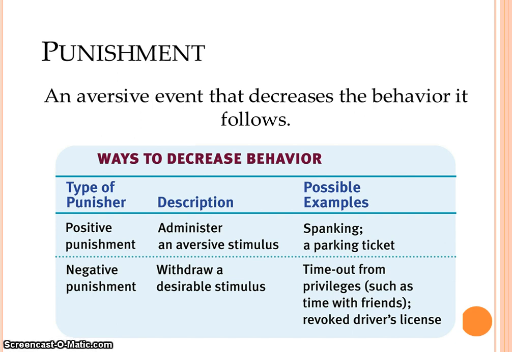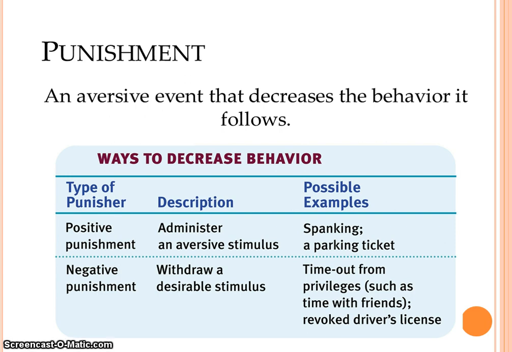Think back to the math signs. Positive punishment is you're adding something. You are giving a spanking to a child that talks back. You are giving a parking ticket for speeding. Those two things are punishments, but they're positive punishments. Whereas negative punishments are when you are taking a desirable stimulus away.